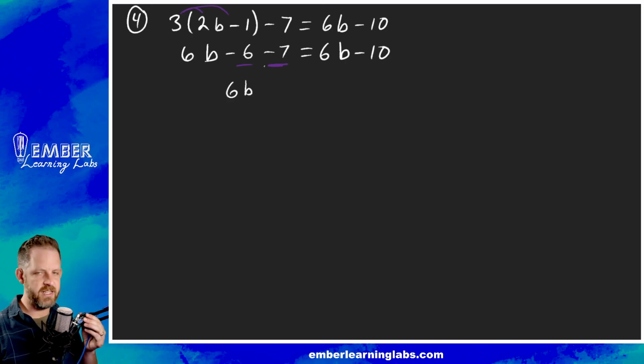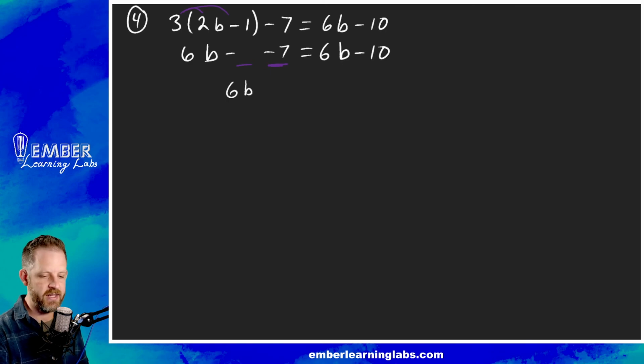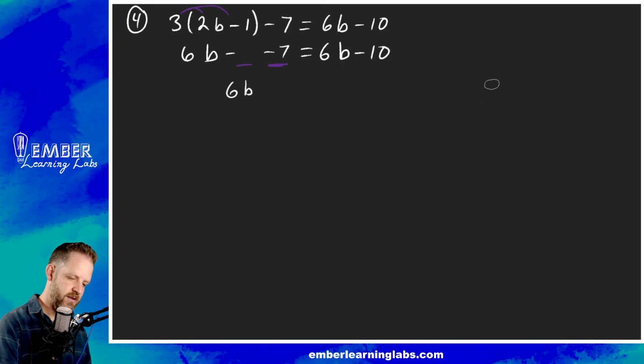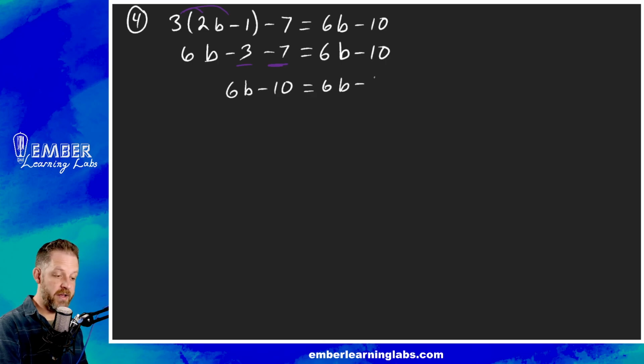Where did I get that 6 from? Oh, no, I made a mistake. That doesn't look right at all. I don't think 3 times negative 1 is negative 6. That doesn't make any sense. Doesn't make any sense at all. How about negative 3? So then negative 3 minus 7 is minus 10 equals 6b minus 10.